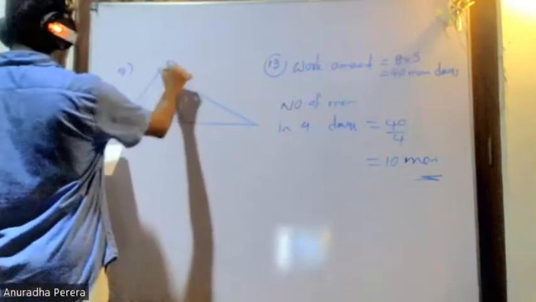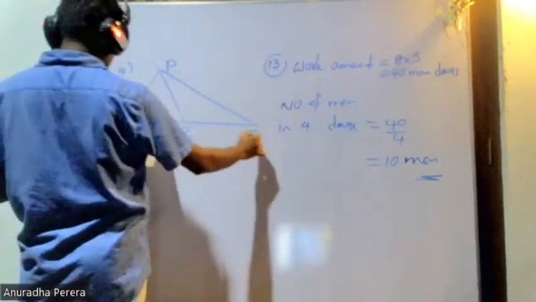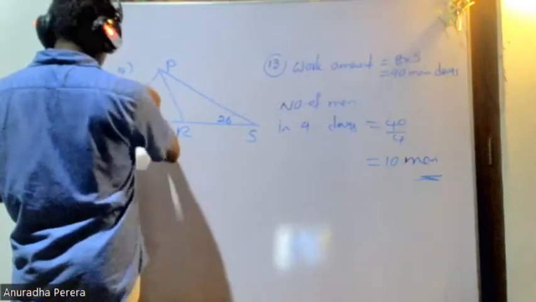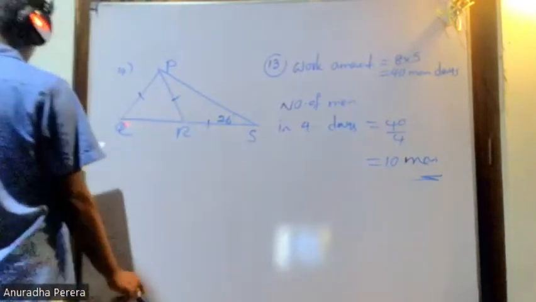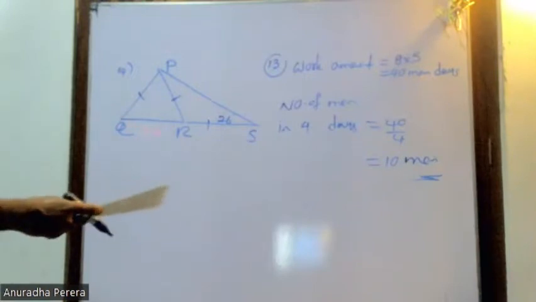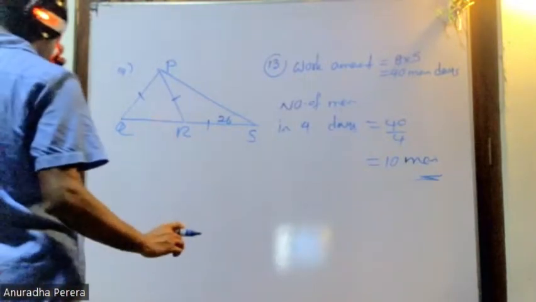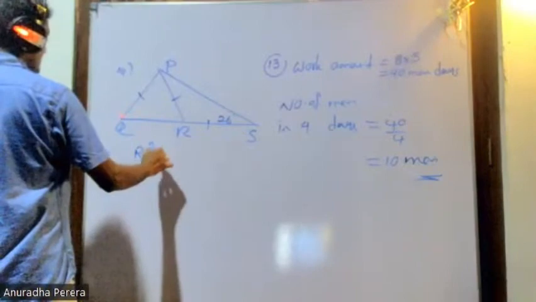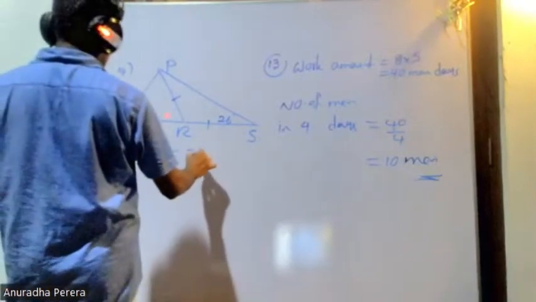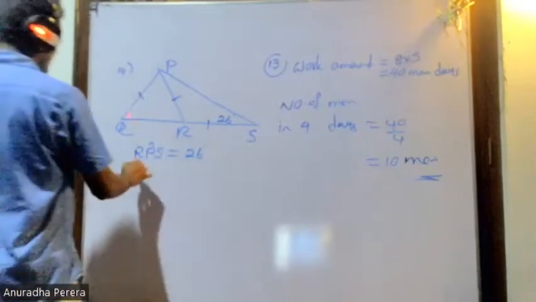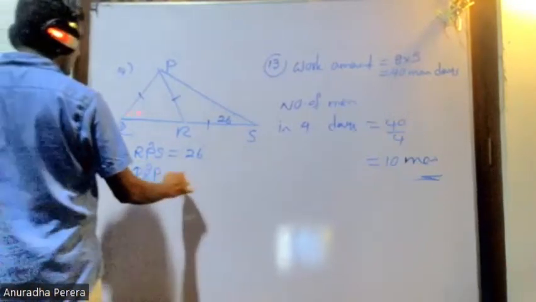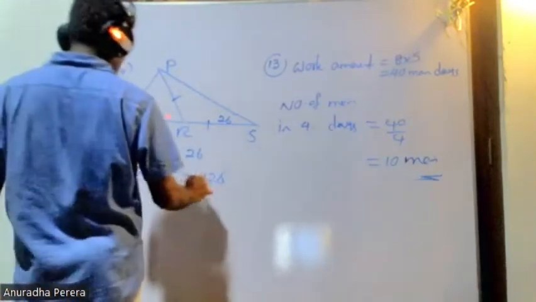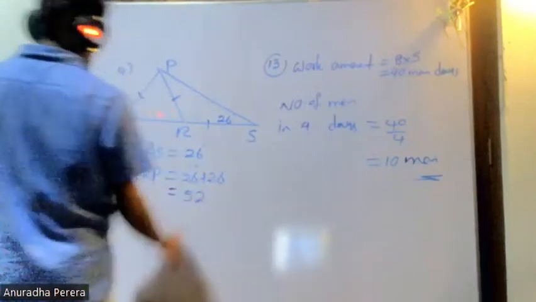Look at this triangle PQR. This is given 26. We need QPR. First, determine RPS according to the isosceles triangle theorem, it is 26. Then QRP can be determined. QRP equals 26 plus 26, because the sum of these two is equal to this one. It is 52 degrees. Then QP equals PR.